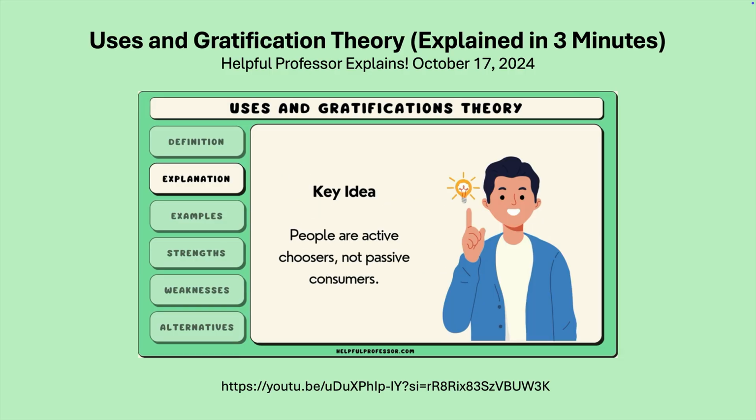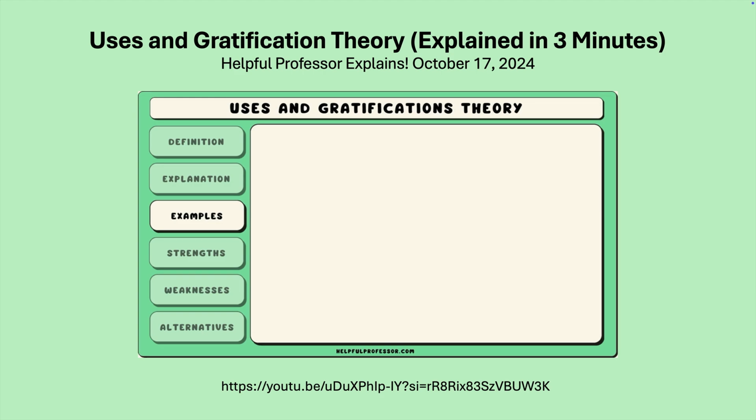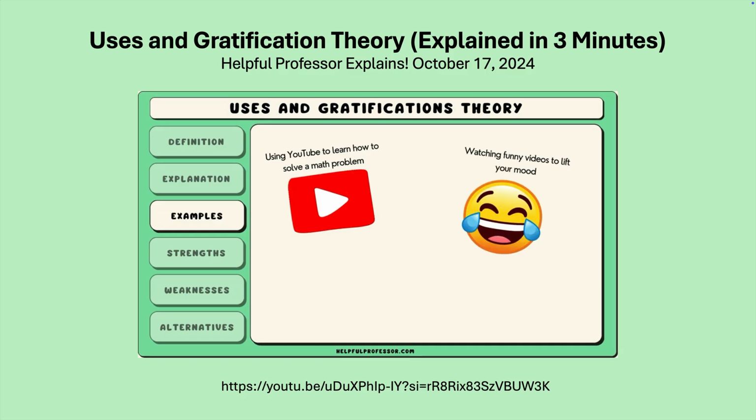The idea is that people are not just passive consumers. They have reasons for selecting the media they engage with. There are many examples of uses and gratification theory in everyday life. A student might use YouTube to learn how to solve a math problem, showing how they use media for education. Others might watch funny videos to lift their mood, using media for entertainment. Social media platforms like Instagram or Snapchat might be used to connect with friends or share experiences, fulfilling the need for social interaction. Each person has their own reasons for choosing a particular type of media.